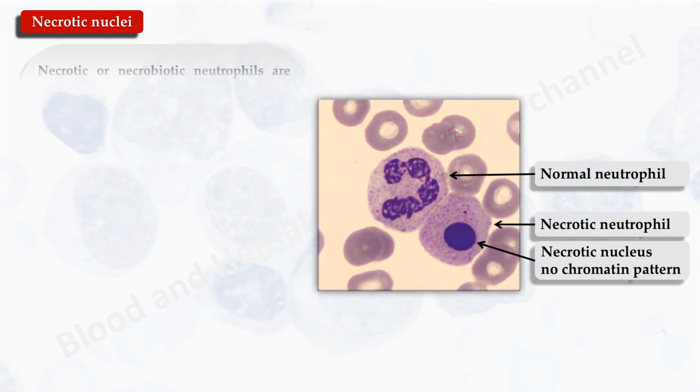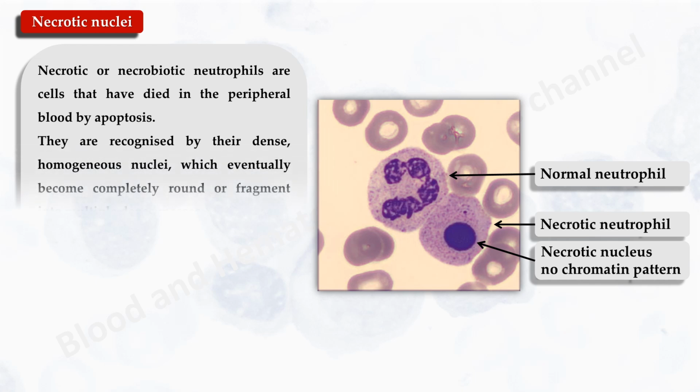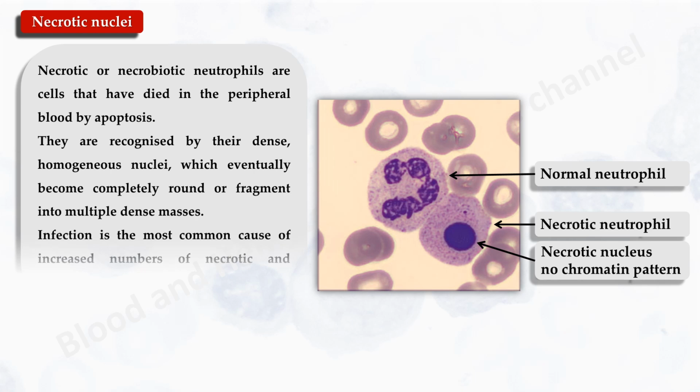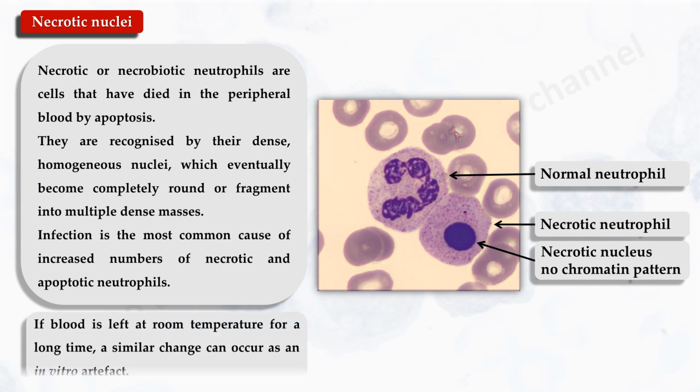Necrotic or necrobiotic neutrophils are cells that have died in the peripheral blood by apoptosis. They are recognized by their dense, homogeneous nuclei, which eventually become completely round or fragment into multiple dense masses. Infection is the most common cause of increased numbers of necrotic and apoptotic neutrophils. If blood is left at room temperature for a long time, a similar change can occur as an in vitro artifact.